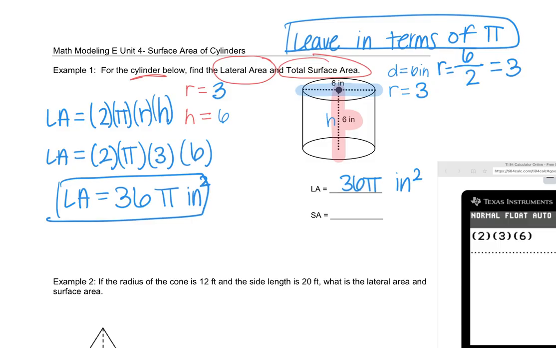Okay, so I didn't put pi in my calculator, but I included it at the end. Very important. Let's do the last part. Surface area, which is the total surface area, SA. I know my formula says 2 pi r h, so I'm just going to put my parentheses right off the bat so I can write this the best that I can. 2 pi r squared.